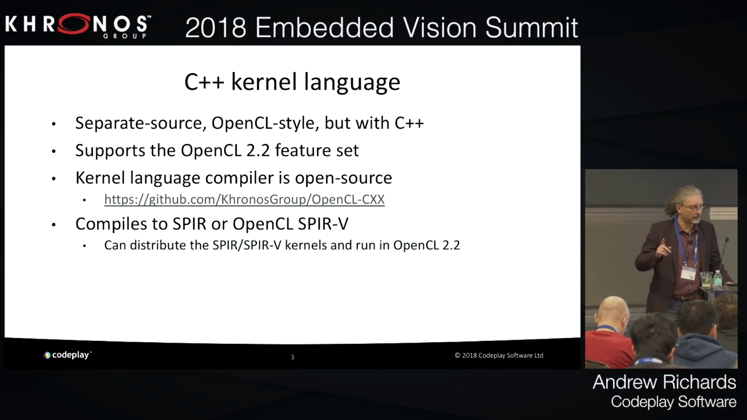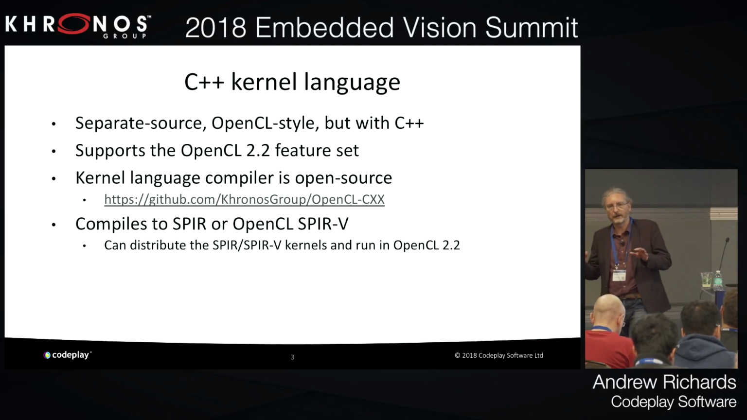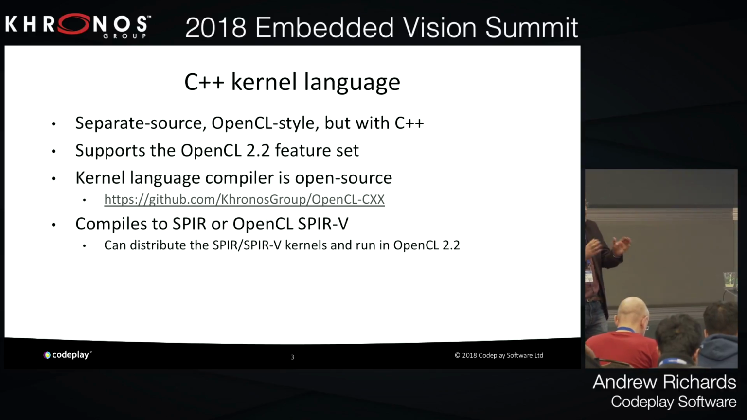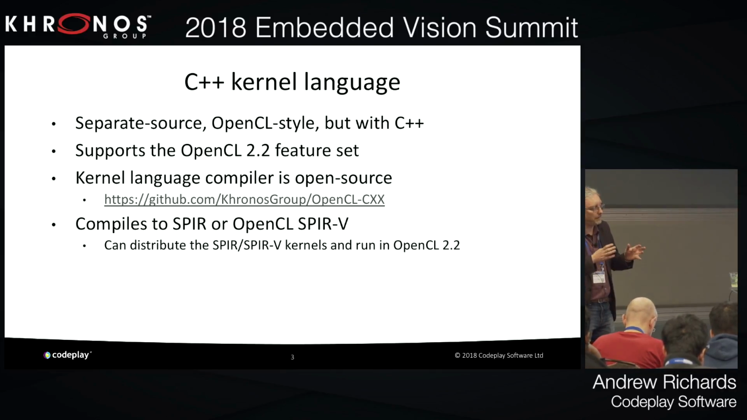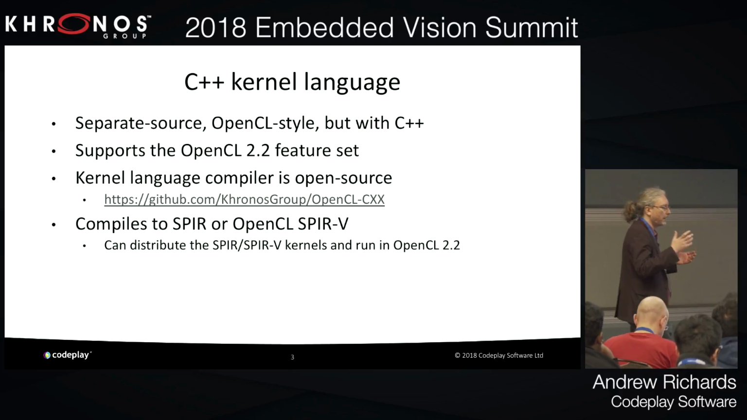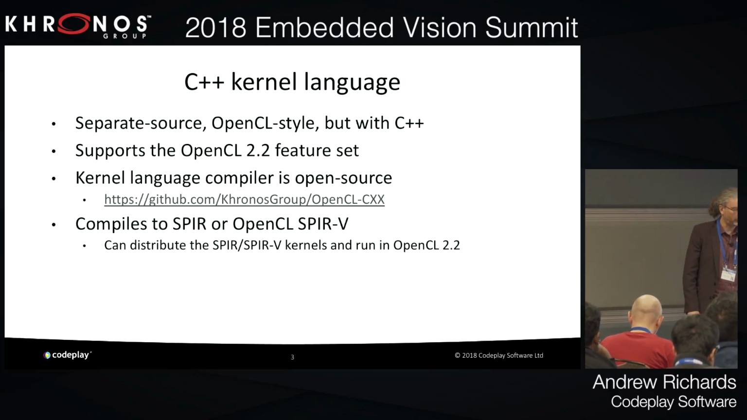If you are interested in the C++ kernel language, it actually supports the OpenCL 2.2 feature set, and the kernel language compiler is open source, so you can actually play around with it. There are some advantages to it, and you can run it, and it compiles down to SPIR or SPIR-V. This is another thing that we did, this SPIR-V thing, if you haven't seen it. I pushed very hard, and other people pushed very hard, to be able to support lots of languages on top of OpenCL. So SPIR and SPIR-V is an intermediate representation for supporting other languages.